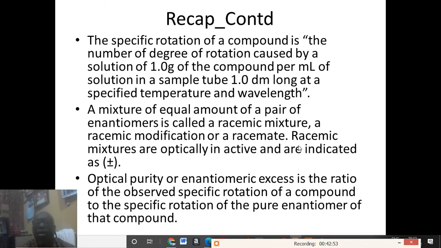A racemic mixture is optically inactive and is indicated by a plus-minus sign. Optical purity or enantiomeric excess is the ratio of the observed specific rotation of a compound to the specific rotation of the pure enantiomer of that compound.